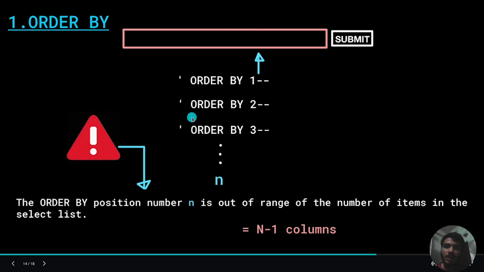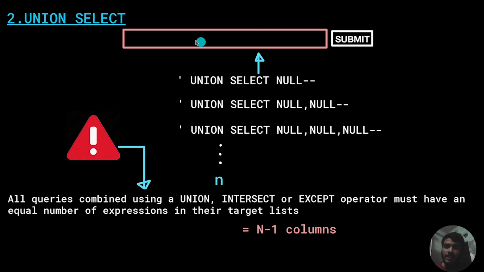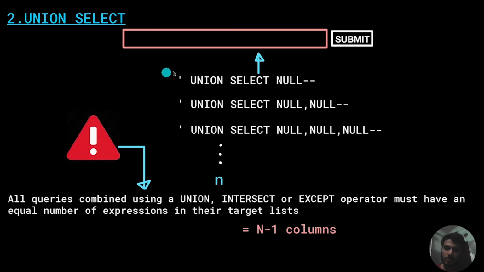For example, when you inject quote order by 6 dash dash and you get an error, that means the table has 6 minus 1 columns, that is 5 columns. Next, we have another method, the union select method. It works on the theory that all queries combined using a union, intersect, or except operator must have an equal number of expressions in their target list. That means, suppose you have 5 columns, you need a total of 5 expressions.